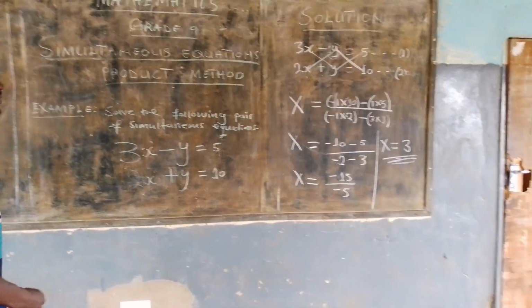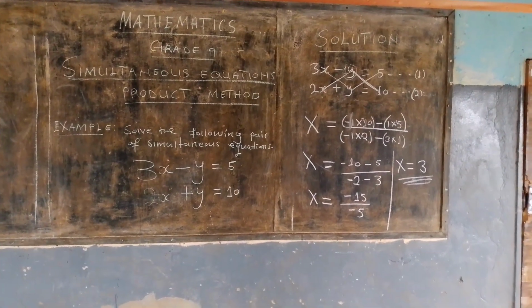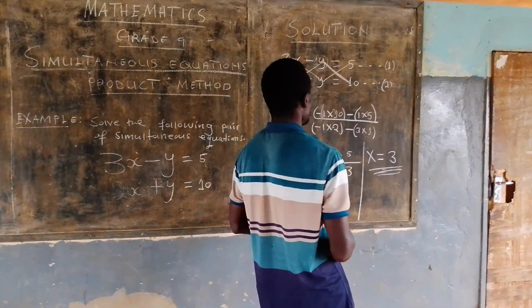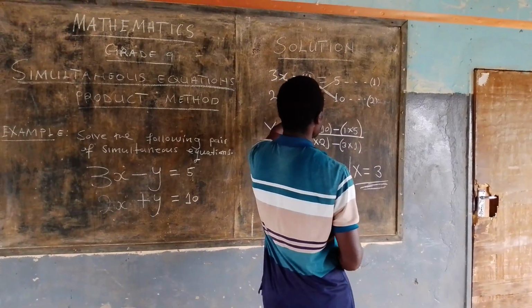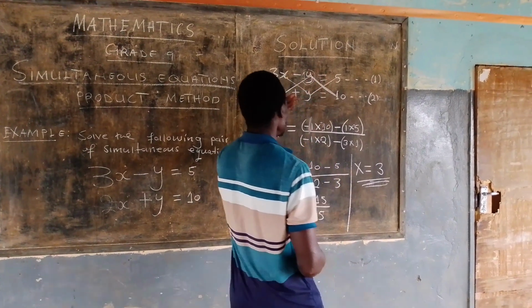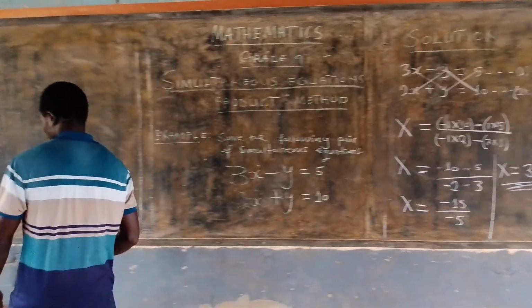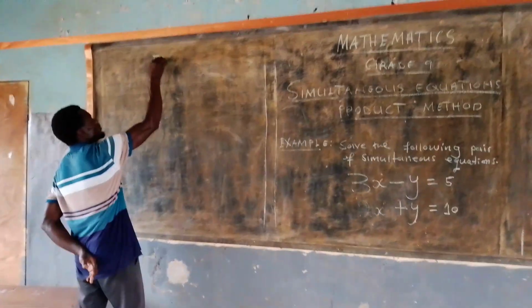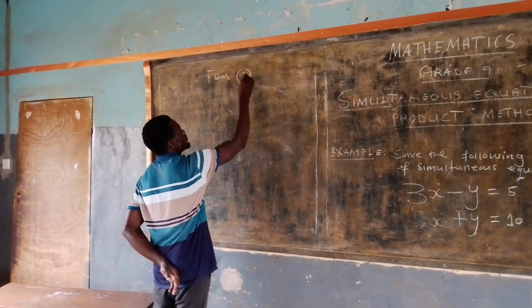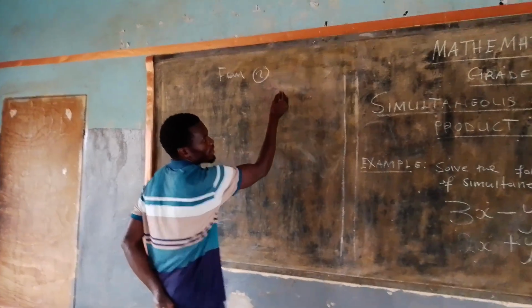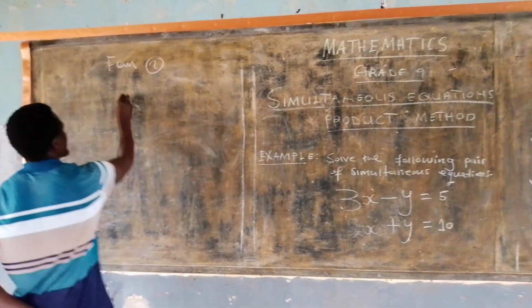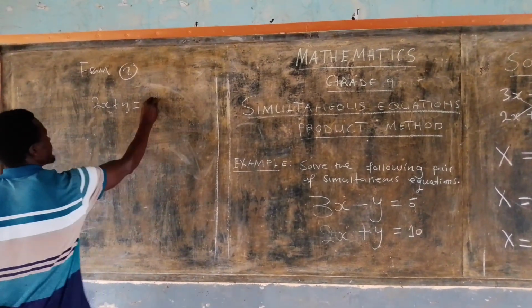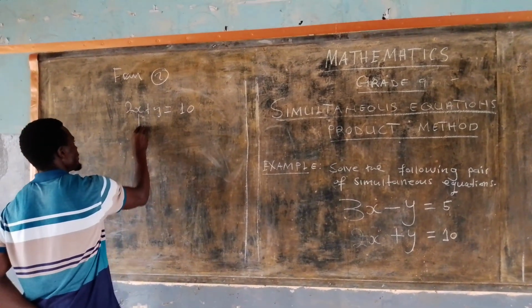Okay, so that method has helped you to get the first variable without using elimination, substitution, or Cramer's rule. So it's called the product method. Now you can find the value of y using equation 1 or equation 2. Let's pick equation 2. From equation 2, what is the equation? 2x plus y is equal to 10.